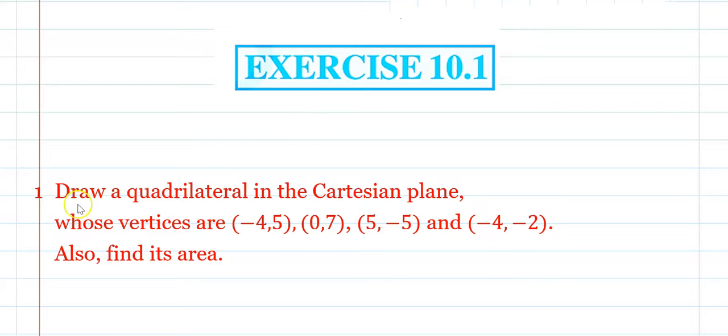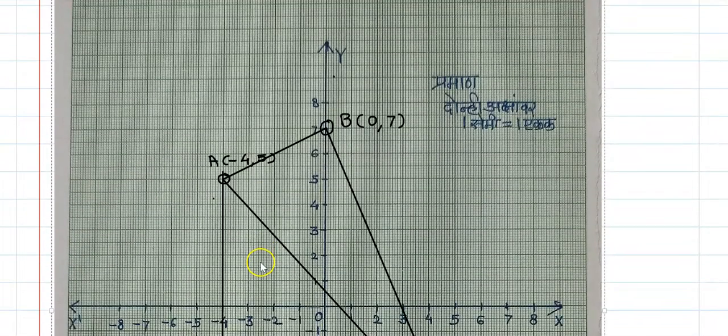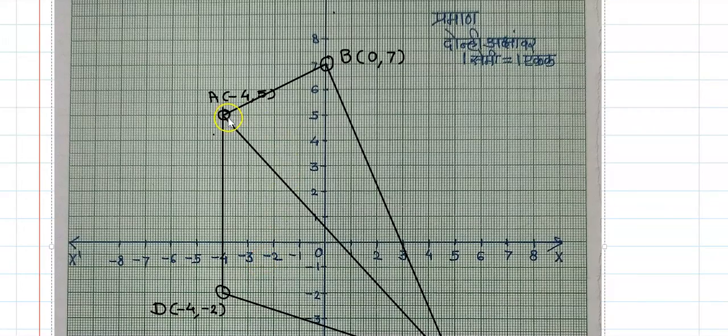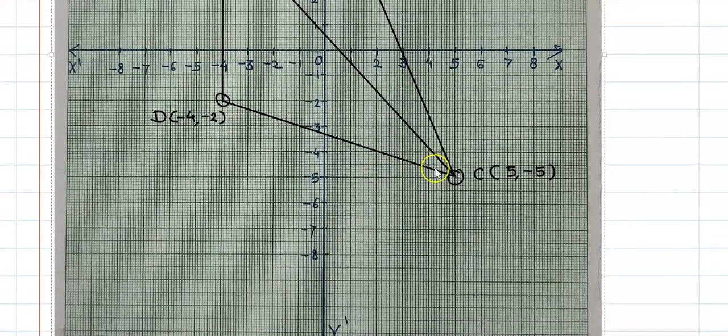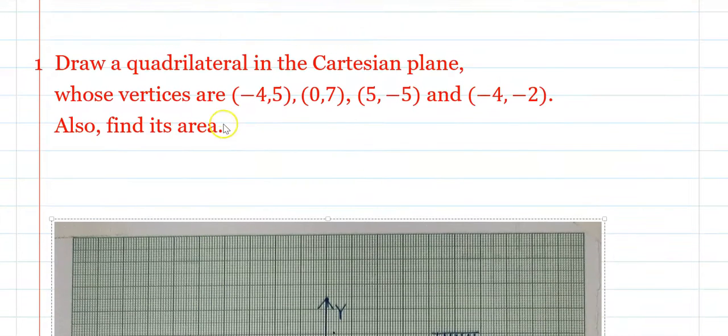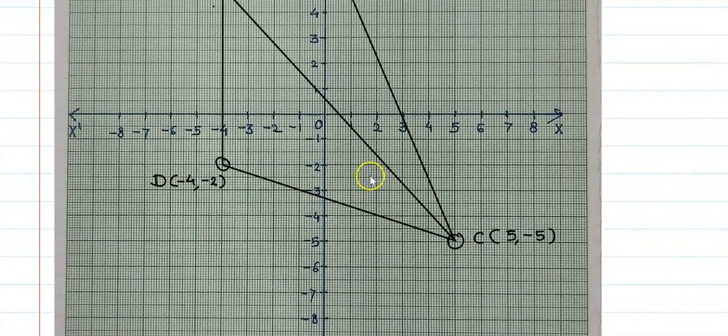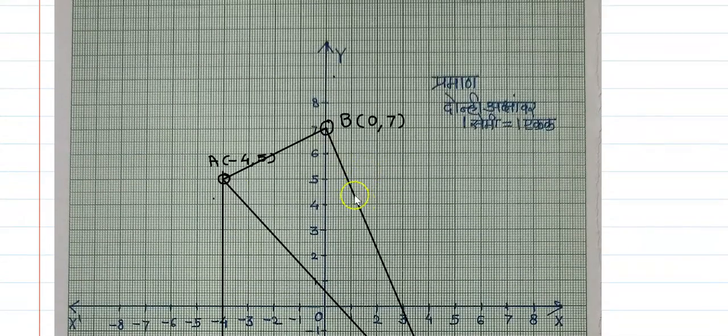Now let us start. Draw a quadrilateral in Cartesian plane whose vertices are (-4, 5), (0, 7), (5, -5), (-4, -2). Also find its area. Now this is the Cartesian plane. I draw the points A, B, C, D. The first vertex here is A, then B, C and D. Now we'll find out the area of triangle ABC first of all.